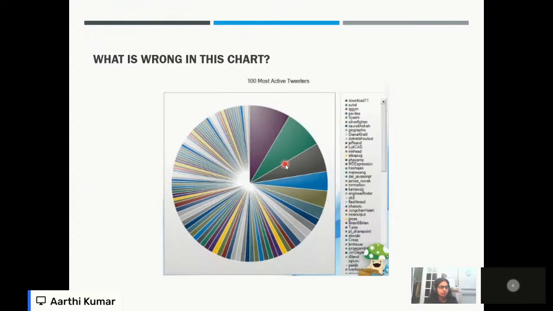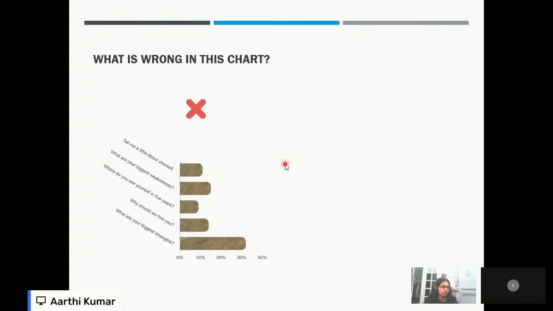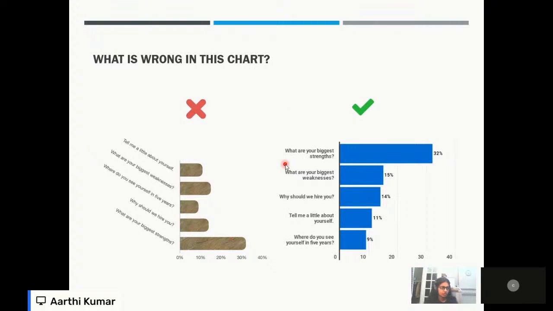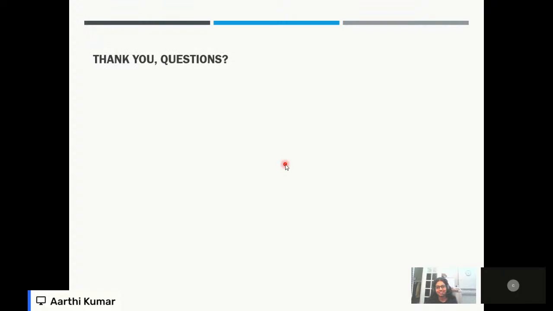Again, what's wrong in this is too many colors, too many categories. So better to group it into five. Do not use this, instead use this. And yeah, I'm done.